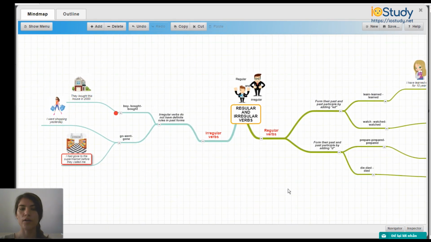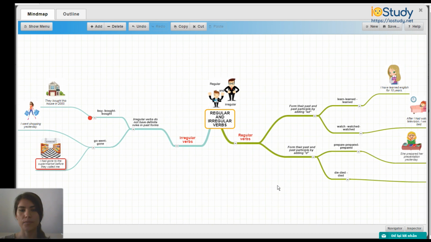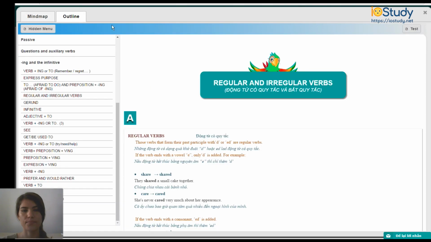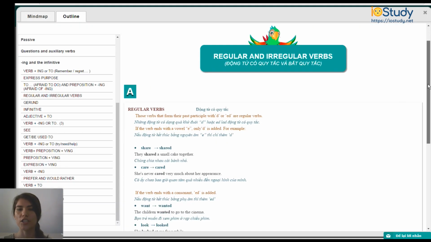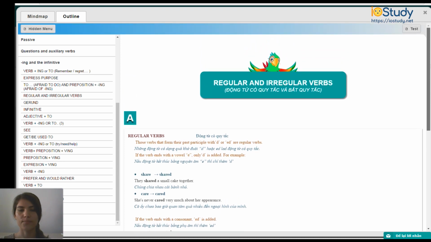So here's your mind map for regular and irregular verbs. You can come back to this at any time to look at for your reference. And now when you're ready, we can click here to find the outline of regular and irregular verbs. So here's the outline where you can find more information on regular and irregular verbs.